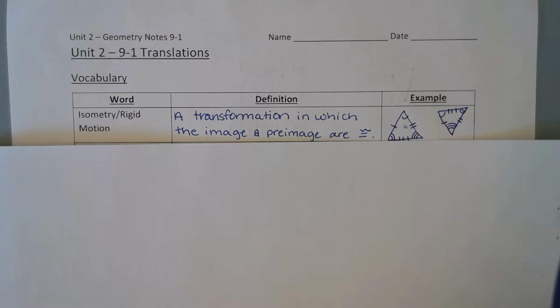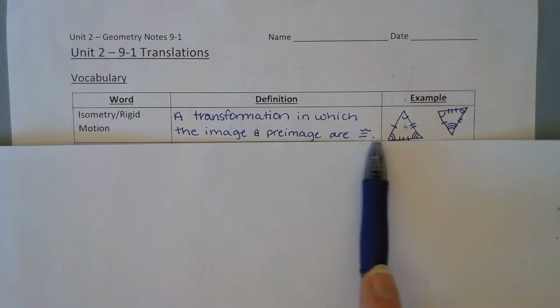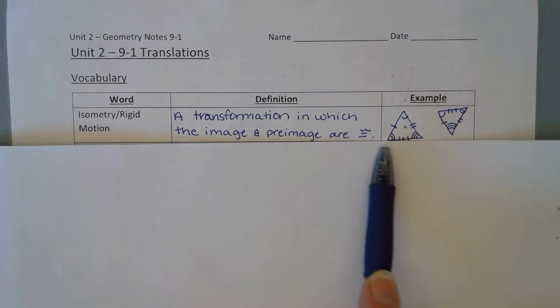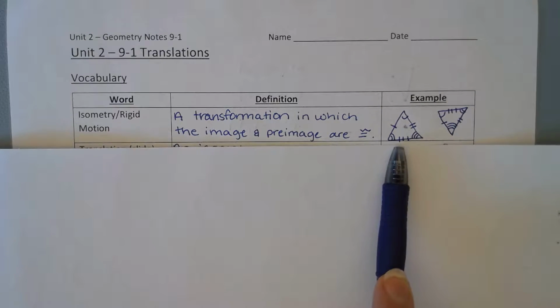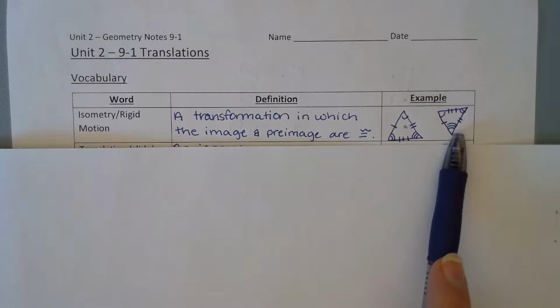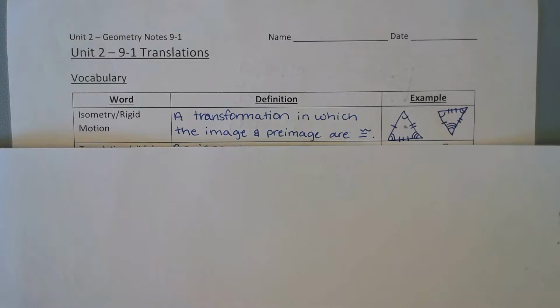So when shapes are congruent, when an image and a pre-image are congruent, it means that the shape has changed in no way in terms of size. So if you take a look at my picture, all of the angles match all of the angles, and all of the sides match all of the sides. Nothing about size has changed here at all. That's what a rigid motion does. If you transform a shape and the size changes, then we call that something different.